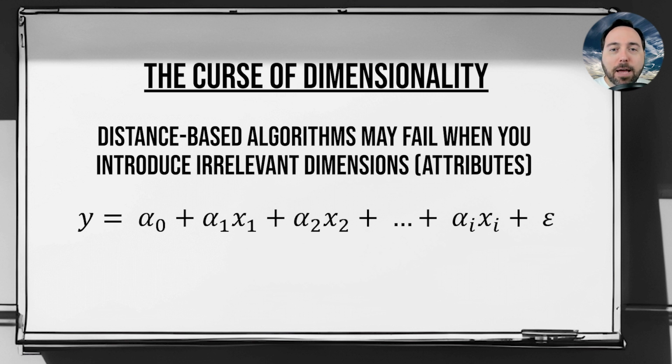This is a simple example of linear regression. We have our input variables, x sub 1, x sub 2, and so on through x sub I. For each of these, we apply some weight, alpha sub 1 for x sub 1, alpha sub 2 for x sub 2, and so on. We also have a value for the y-intercept, alpha sub 0, and we have an error term to handle any mistakes in our calculations, epsilon.